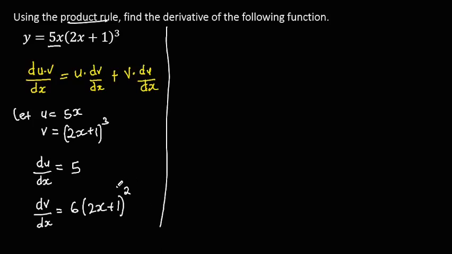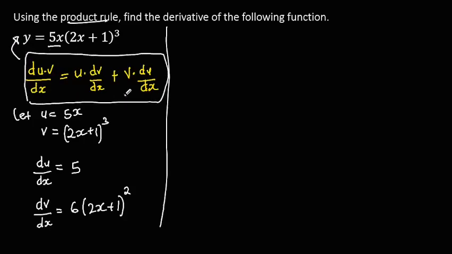Now that we have the u, the v, the du/dx, and dv/dx, we can substitute them in this formula to find the derivative of y, which is change in y due to change in x. We take these variables and substitute them into this formula. Since we have the u as 5x, we'll have 5x multiplied by dv/dx. dv/dx is this derivative here, that is 6 into bracket (2x + 1), close the brackets, you raise it to the power of 2.